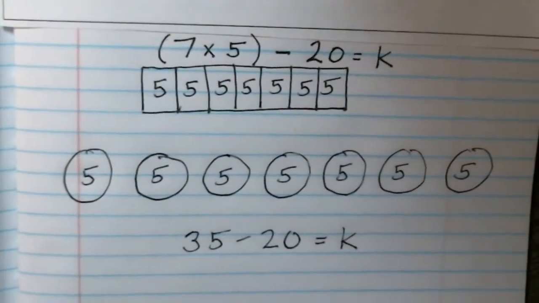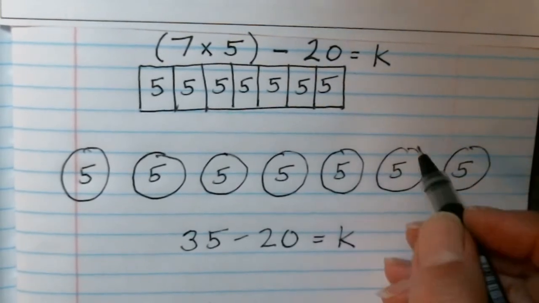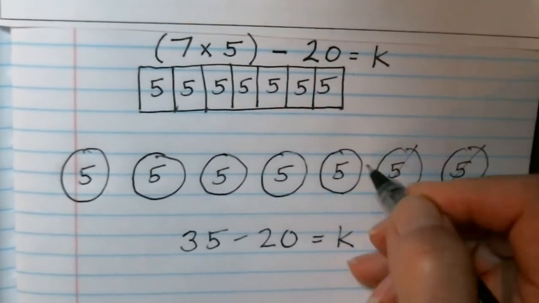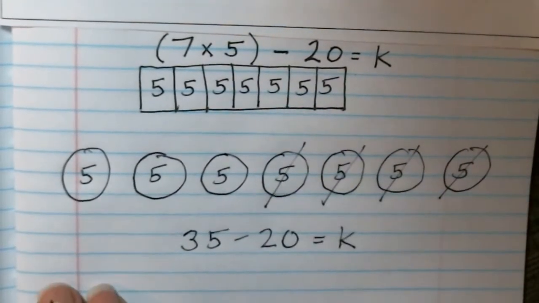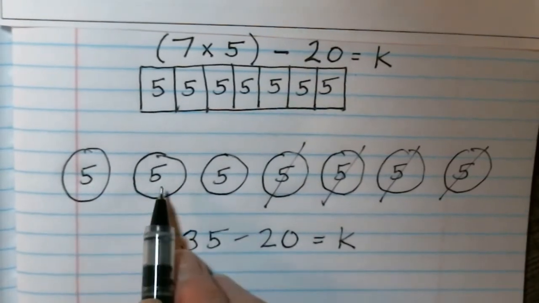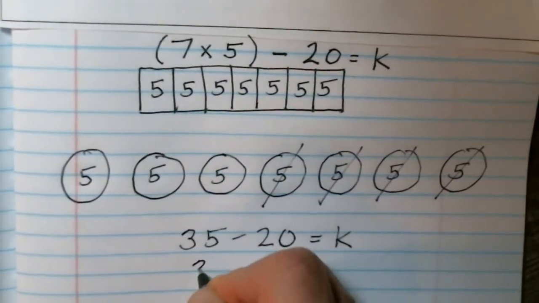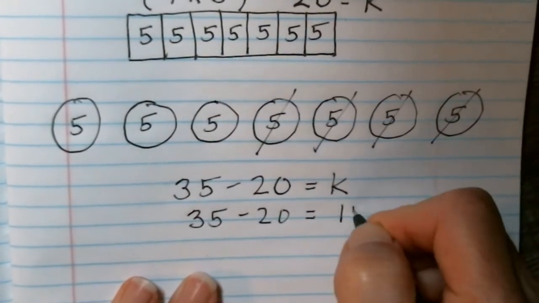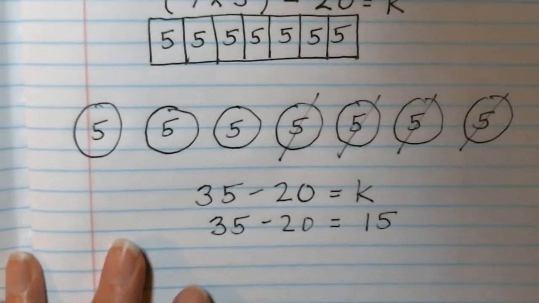Now, I'm looking at this and I'm thinking, oh, besides just doing subtraction, this one, I could actually just cross out 20 because 5, 10, 15, 20, right? 5, 10, 15, 20. And now what I have left is 5, 10, 15. So 35 minus 20 equals 15. Now, I have my equation.